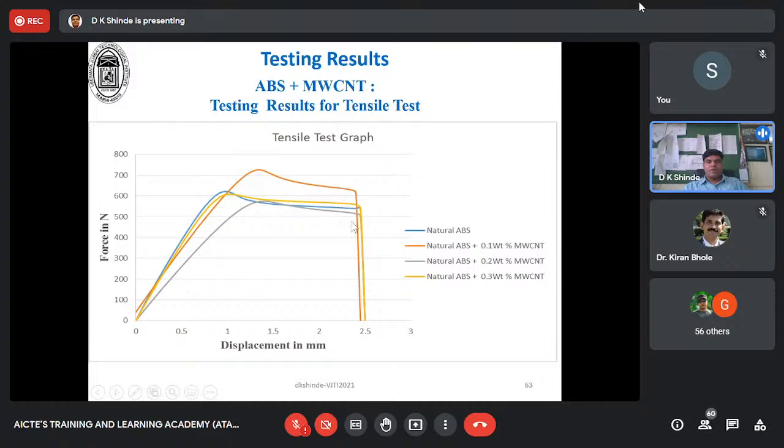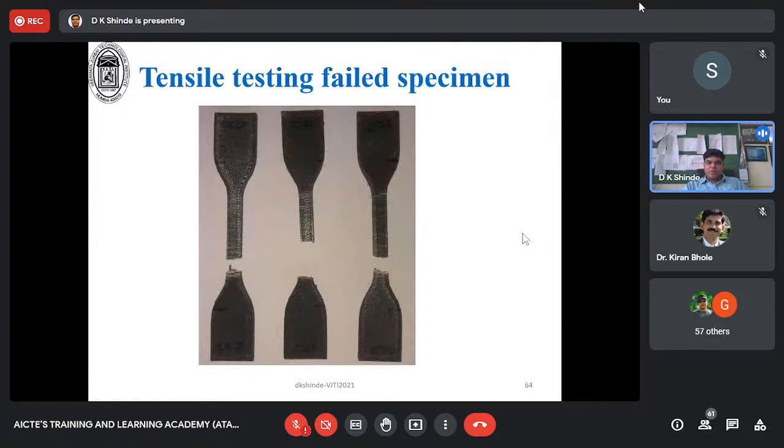It's shown in red, and therefore up to 0.1 it has shown improvement in the tensile strength, whereas adding 0.2 and 0.3 drops the tensile strength of the specimen. That's how it plays an important role to understand that adding more doesn't support improvement in the tensile strength.